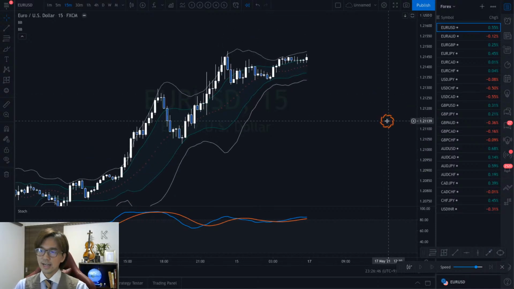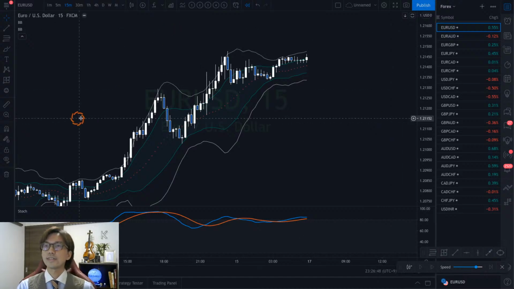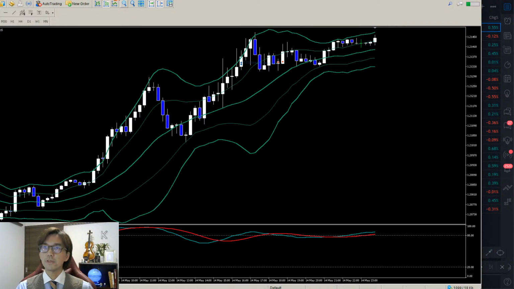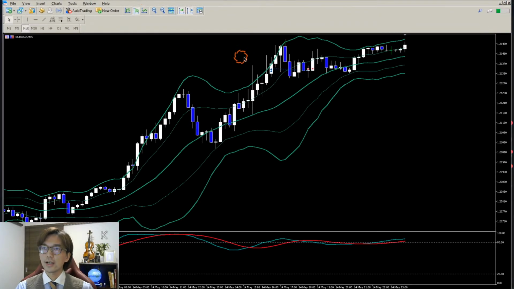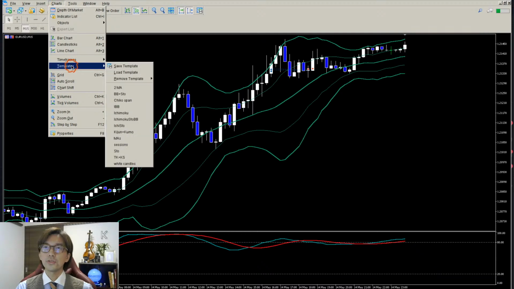So this is the indicator that I'm using, and I use the same on this MT5. On the MT5, I'm using the same. Let's see, I use the Ichimoku here.